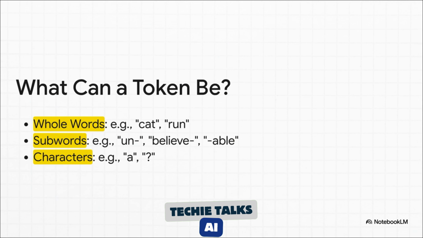And here's where it gets interesting. A token isn't always just one word. Sometimes, sure, it's a whole word like cat or run. Sometimes it's just a single character, like the letter A or a punctuation mark. But here's the really brilliant part. Most of the time, tokens are subwords. Think prefixes like un or suffixes like able. These little pieces are where the real power comes from.